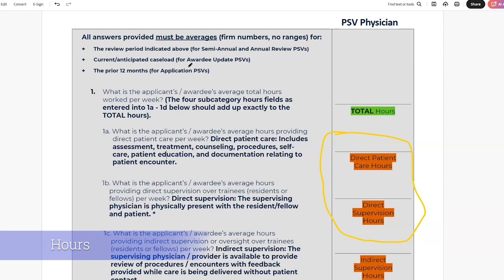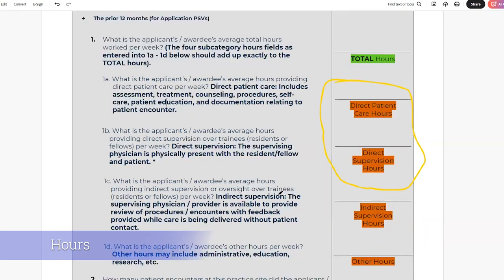Ensure the numbers are firm numbers and not ranges for all of these scenarios. Please note, if your combined hours of direct patient care plus direct supervision across all practice sites fall below 32 hours of direct patient care, you will need to complete an extenuating circumstances form, commonly known as the EC form. For temporary reductions, the time frame should be notated, and any permanent or longer-term reductions below full-time status are subject to an award proration.